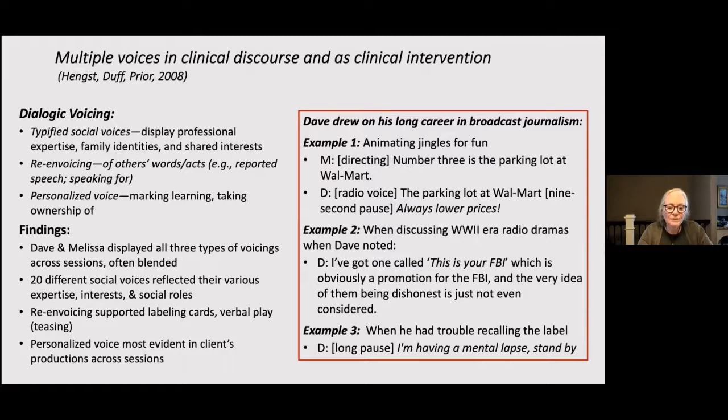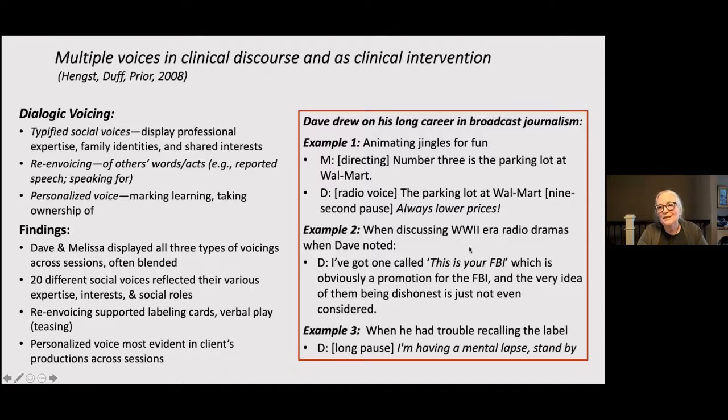So Dave drew on his long career in broadcast journalism, and we saw that come out in numerous ways. For example, in this first one is an example how he routinely animated jingles just for fun. So when Melissa mentioned Walmart, he then at the end started singing "Always Lower Prices." I guess I don't know the jingle well, but he sang it well.